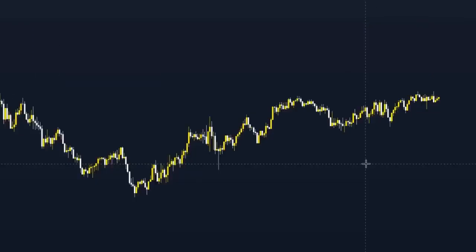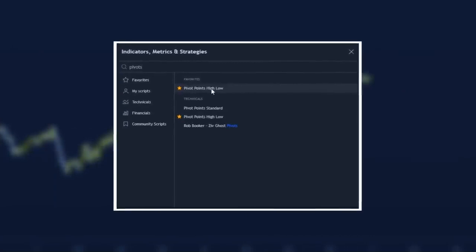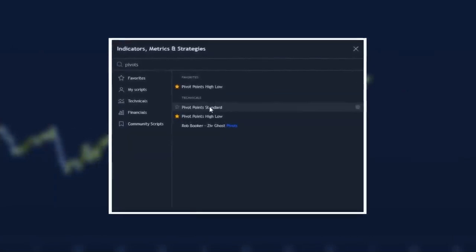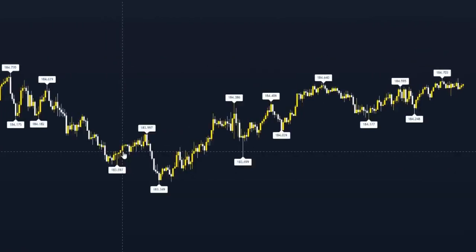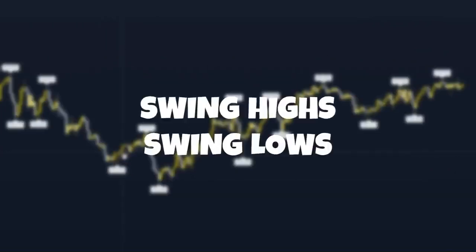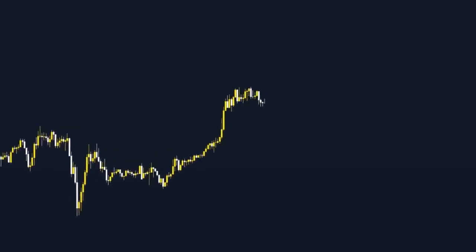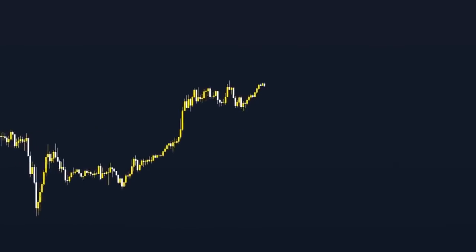Right now we're staring at a blank chart, and the first thing we're going to do is head up to indicators up here. We are going to type in pivots, and it is the pivot points high-low indicator. You may have seen it before. You can leave this indicator as default, and basically what it does is mark swing highs and swing lows. This is straight onto your chart, so you don't even have to worry about drawing lines or wondering if you got a swing high or swing low wrong.